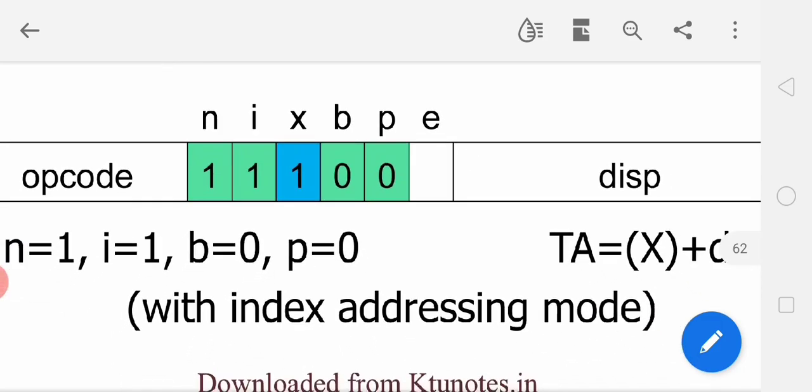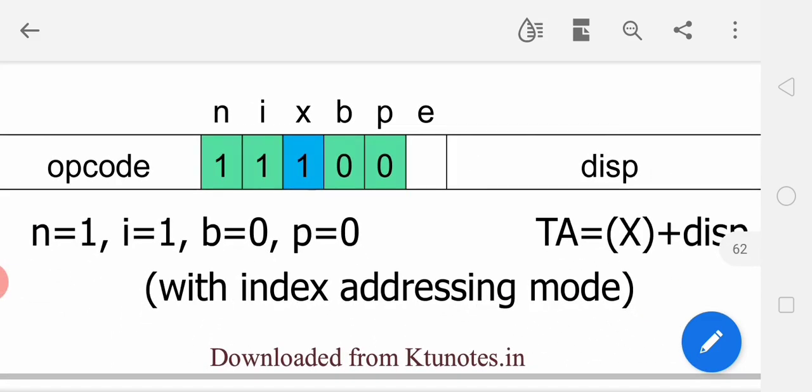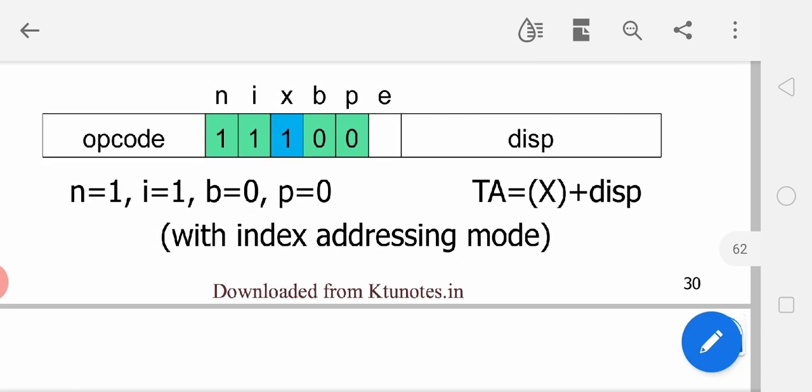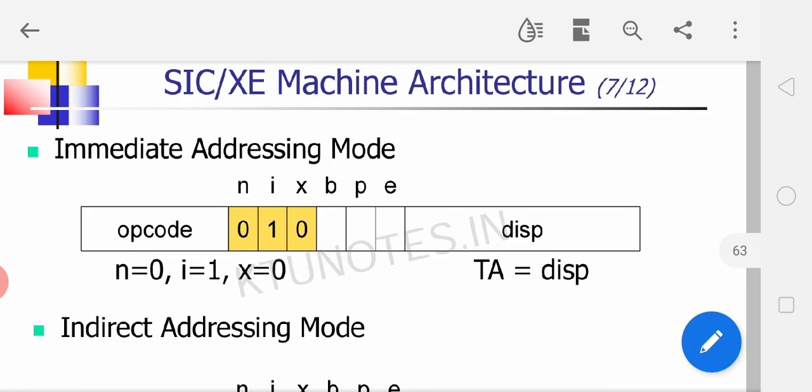So we are using indexed addressing mode. In indexed addressing mode, we are pointing to another address, and only then can we get the exact address of the operand. So we need to add that register plus the displacement address. Then what about immediate addressing mode?